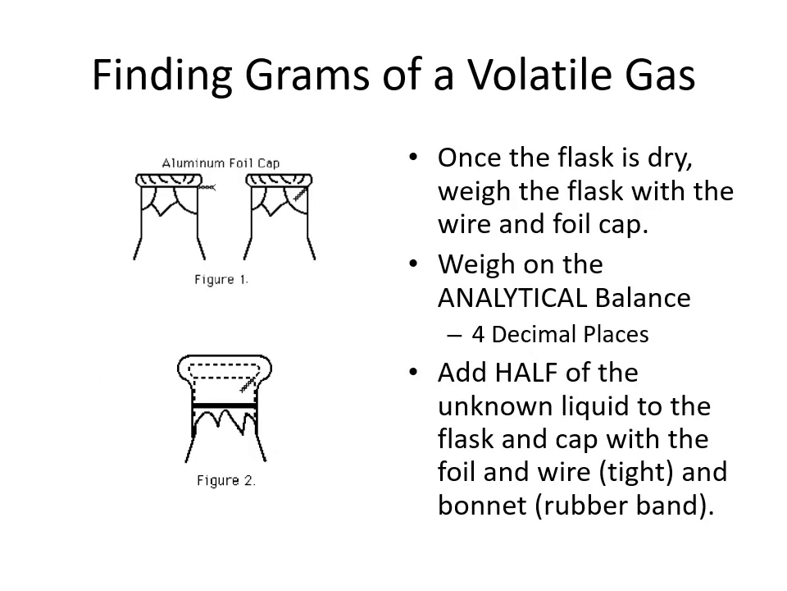Once our flask is dry, we're going to weigh it on the analytical balances. And we do want to make sure that that includes the wire and the foil cap. We're going to add half of our unknown liquid, and the reason we add half is because we're going to run 2 different trials. We put the smallest piece of aluminum foil over the flask and tighten it with the wire. Now our goal is to make a watertight seal, but not a gas-tight seal.